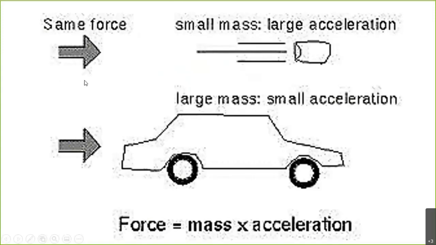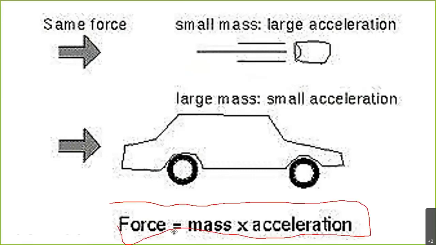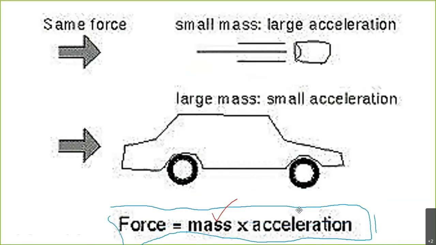If we apply the same force to two different objects, one with a small mass and one with a large mass, the object with the small mass is going to experience the largest acceleration, and the object with a large mass is going to experience a small acceleration. Okay? Mathematically, the relationship between the three variables is force is equal to mass times acceleration.